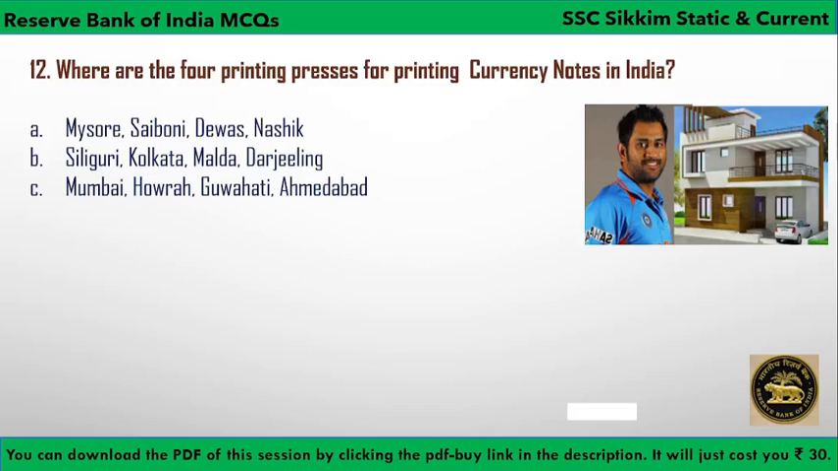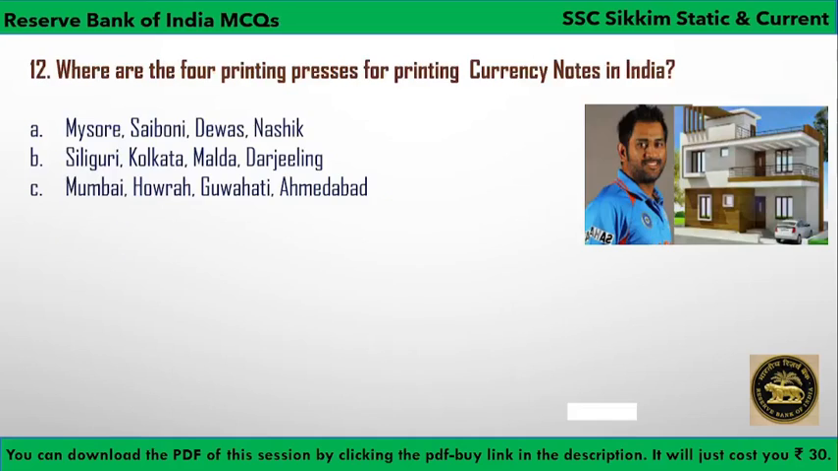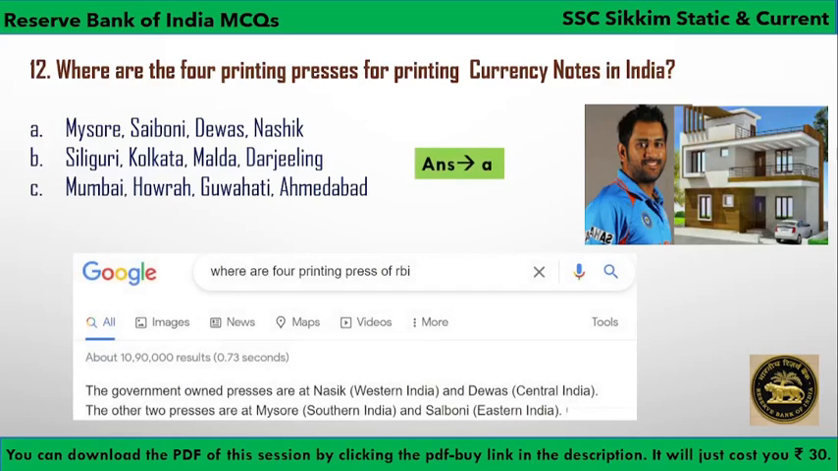Let's go to next question. Where are the 4 printing presses for printing currency notes in India? We just saw that there are 4 printing presses. The options are Mysore, Saiboni, Dewas, Nasik; option B, Siliguri, Kolkata, Malda, Darjeeling; or option C, Mumbai, Howrah, Guwahati, or Ahmedabad. The correct answer is A, that is Mysore, Saiboni, Dewas, and Nasik.